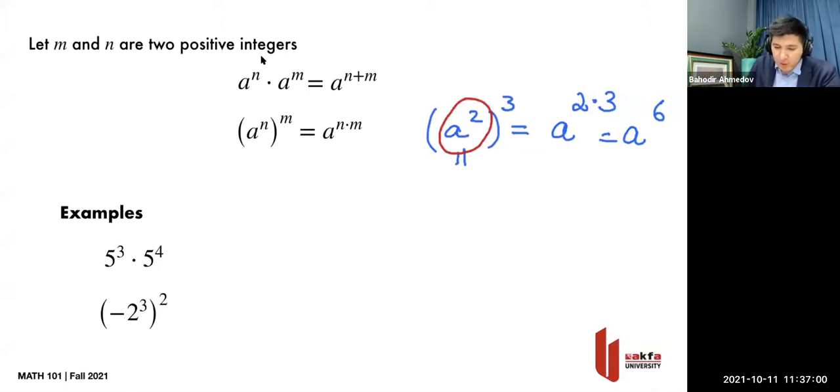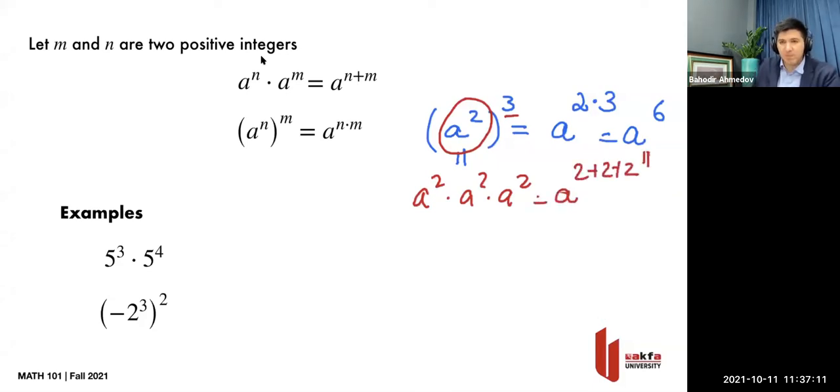So a squared cubed is going to be a squared times a squared times a squared, because you're cubing it, right? So it means it's going to be a to the power of 2 plus 2 plus 2, which is a to the power of 6. Okay. So let's do an exercise.